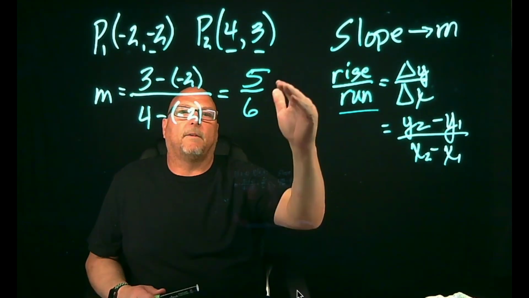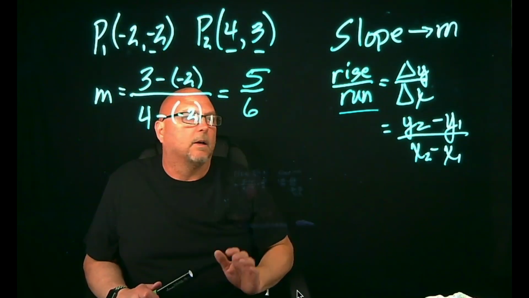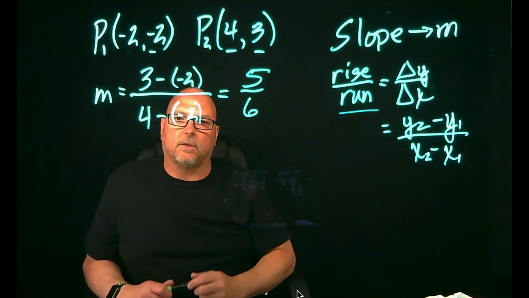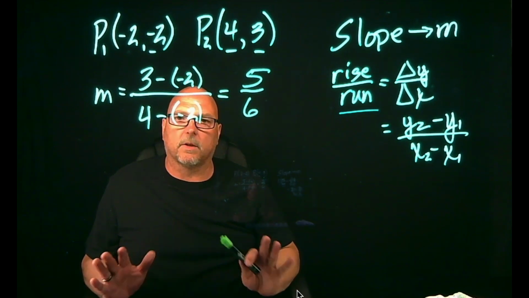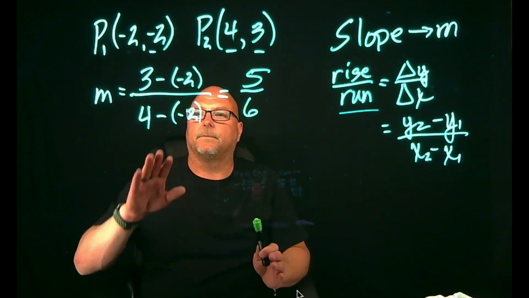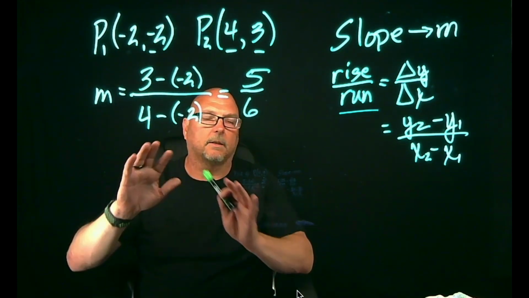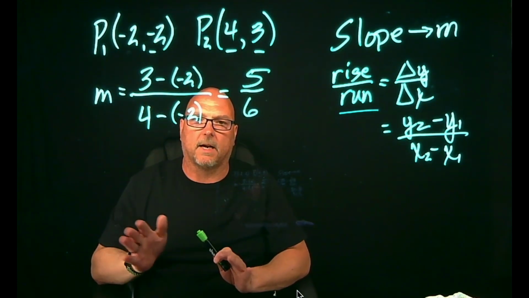But 5/6 is a way to calculate the slope of a line between any 2 points. So it doesn't matter where the points are located. It doesn't matter whether they have positives or negatives. If we use this formula, we'll always get the right answer.